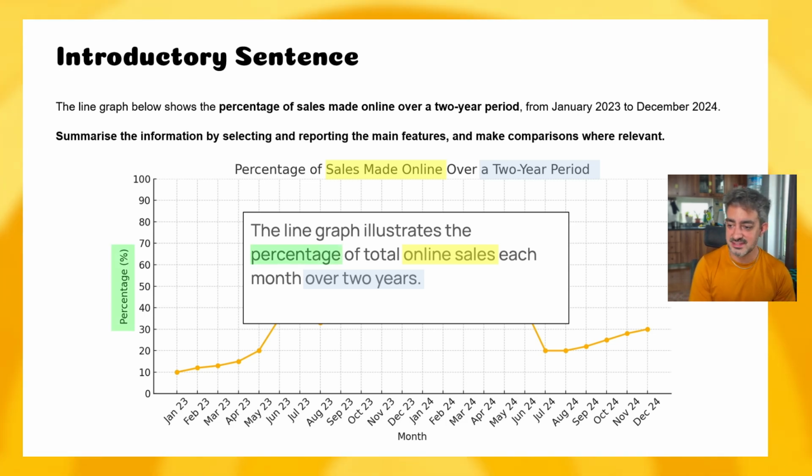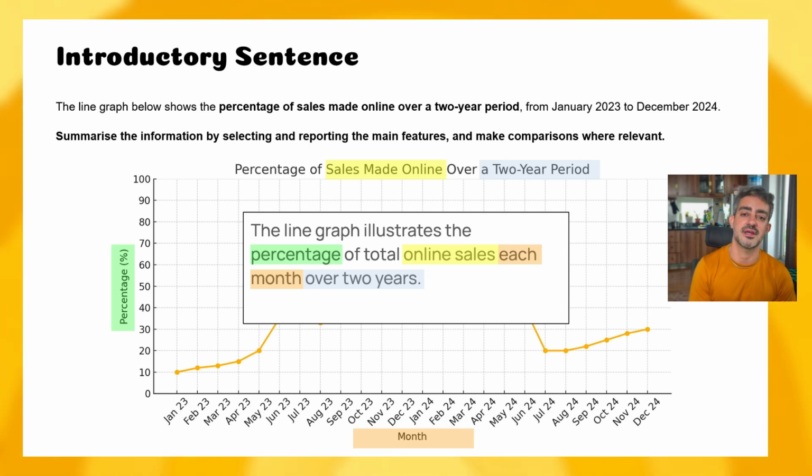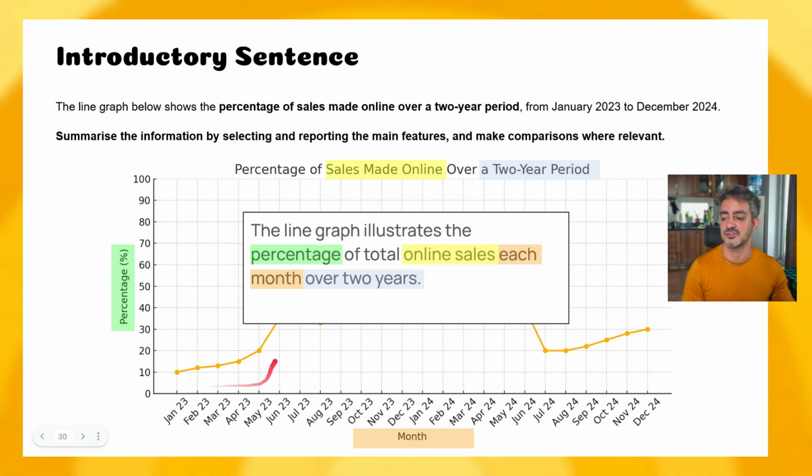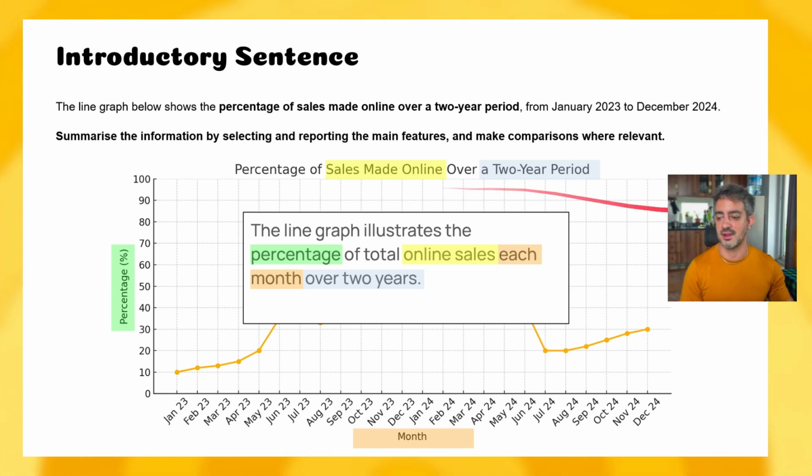I see that it's in percentages. So I make sure that I write it's the percentage of total online sales. And finally, I see that it's monthly. This is showing me month to month. So I want to make sure that I write each month in there. All right. Notice how there's now no information from this chart that's missing except for the details. Okay. We've mentioned what's on the y-axis. We've mentioned what's on the x-axis, and the key kind of info that's being tracked here, which is sales made online.